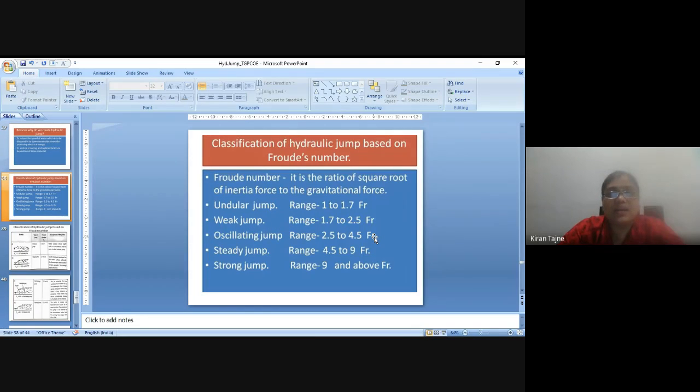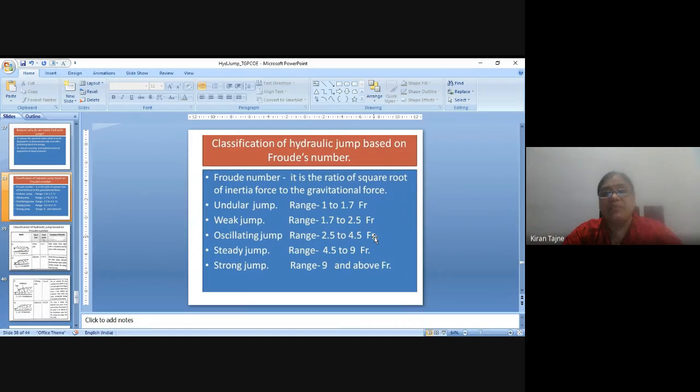So here is the classification of hydraulic jump based on the Froude number. We have already discussed the Froude number. But what is actually the Froude number? It is the ratio of inertia force to gravitational force, under a square root. When the Froude number ranges from 1 to 1.7, that jump is called an undular jump.